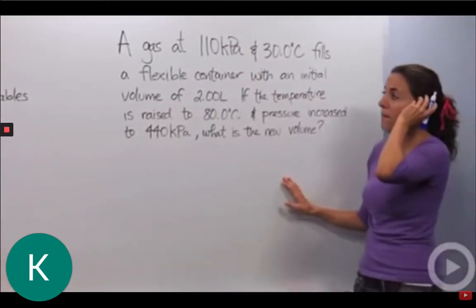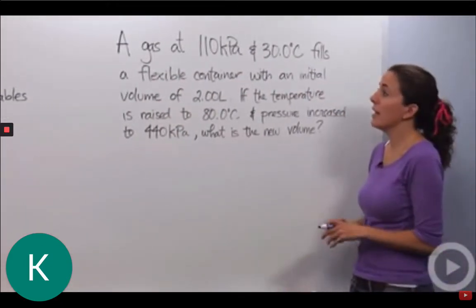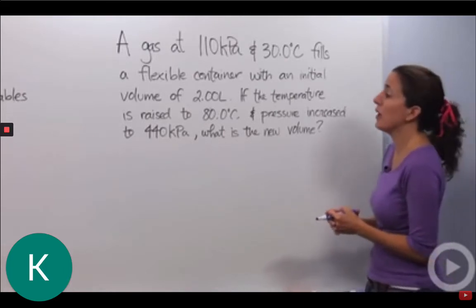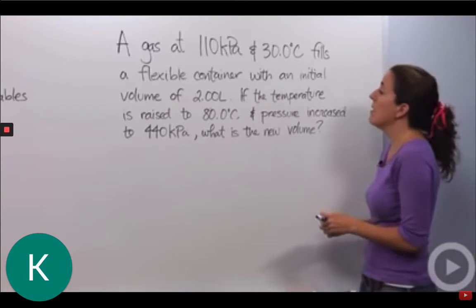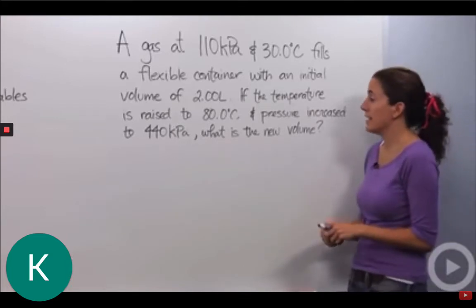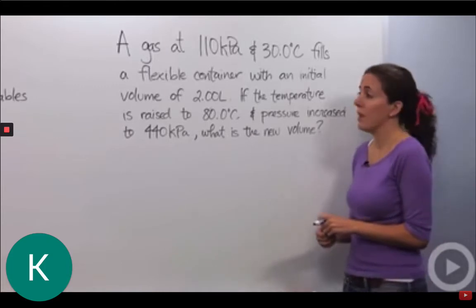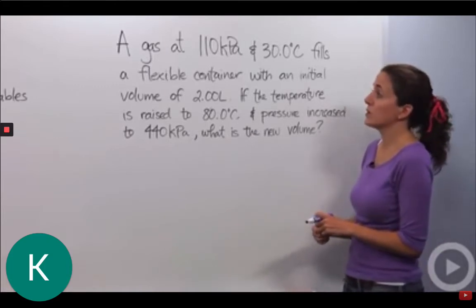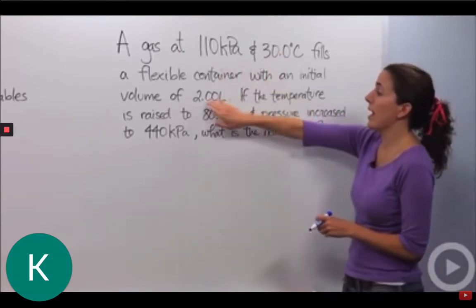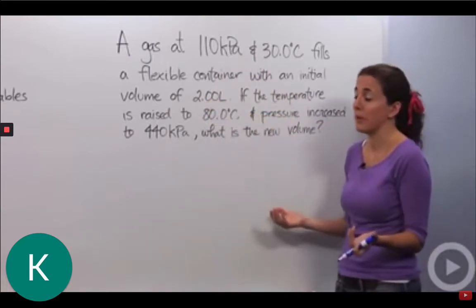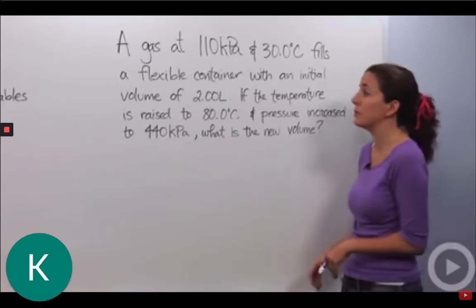All right, so I have a problem up here that says a gas at 110 kilopascals and 30 degrees Celsius fills a flexible container with an initial volume of 2 liters. Okay, if the temperature is raised to 80 degrees Celsius and the pressure increased to 440 kilopascals, what is the new volume? Okay, so notice we have 3 variables. We're talking about pressure, temperature, and volume. Okay, so now we're going to employ the combined gas law, dealing with all 3 of those variables.